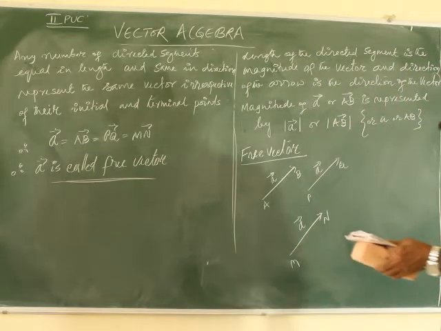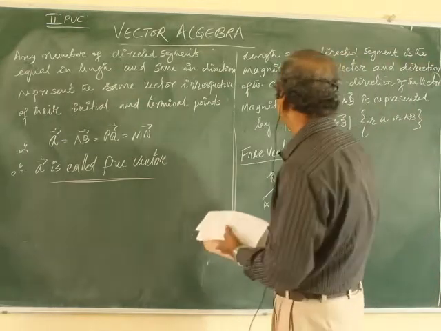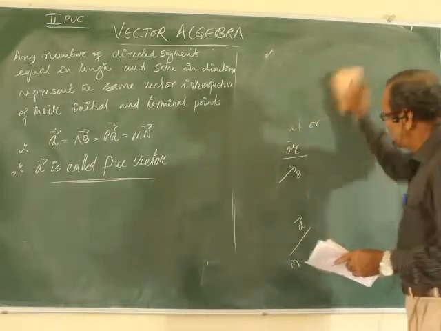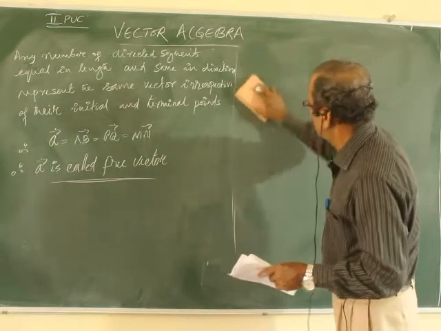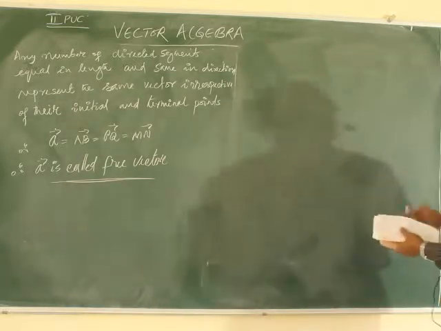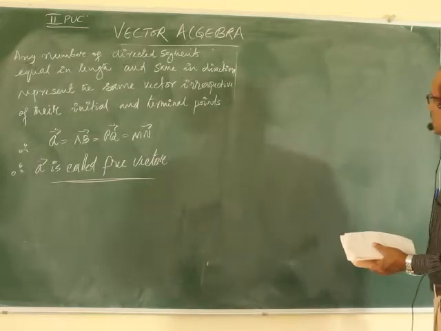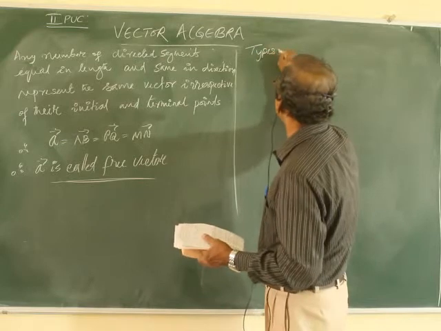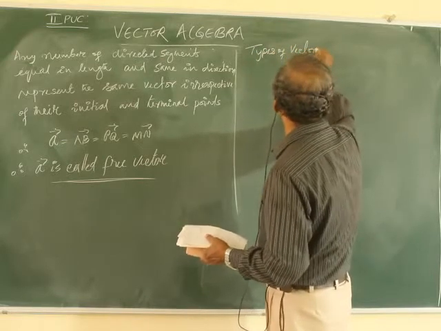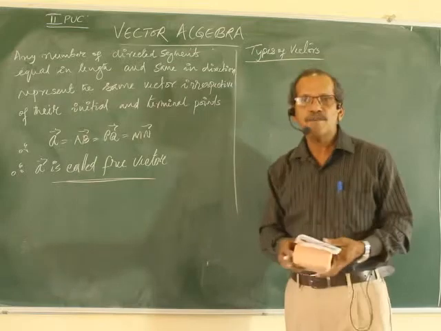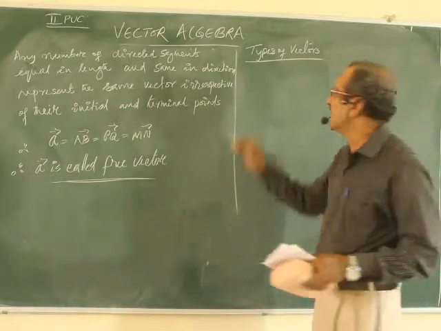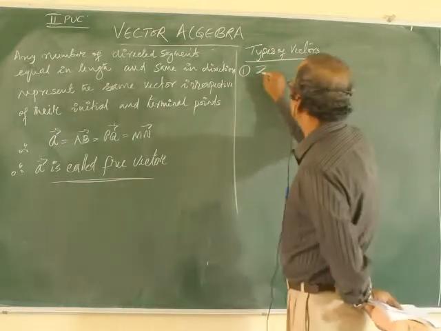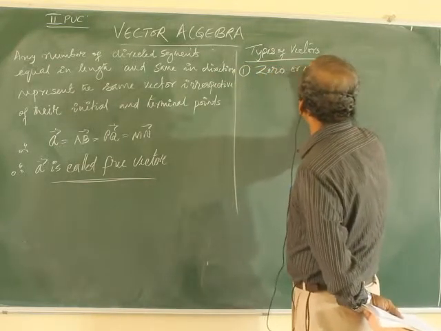Over free vector. Next part is types of vectors. There are many types of vectors. I have listed certain types of vectors. Let us discuss one by one. So, types of vectors. First one is zero or null vector.